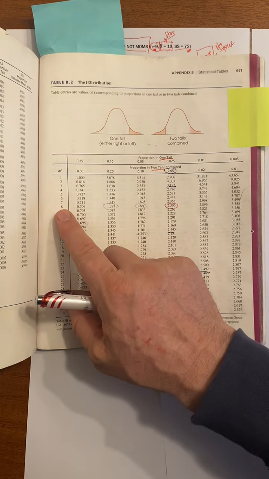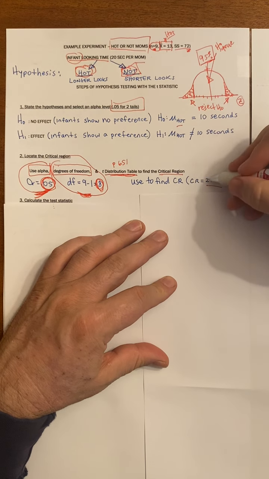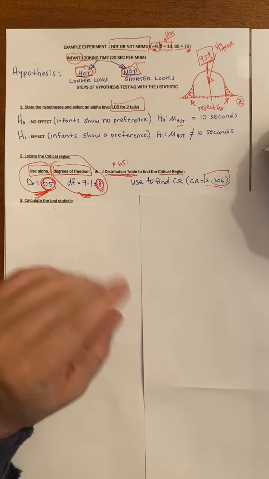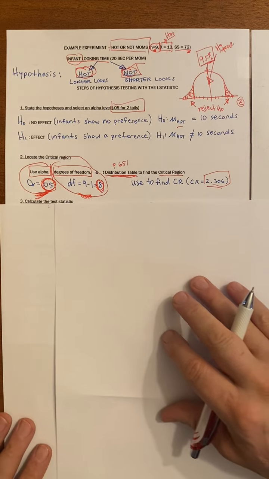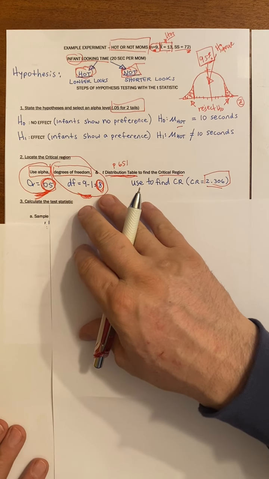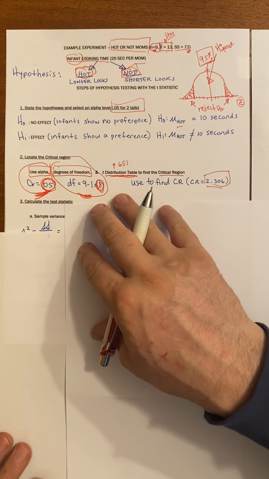Now remember, the whole idea with this is you're going to do a calculation. The final result of that calculation is going to be compared to that number. So let's go ahead and set that up. We're now moving on to step 3, where we're going to calculate the test statistic. I just want to show you the different calculations that we're going to have to run through here.